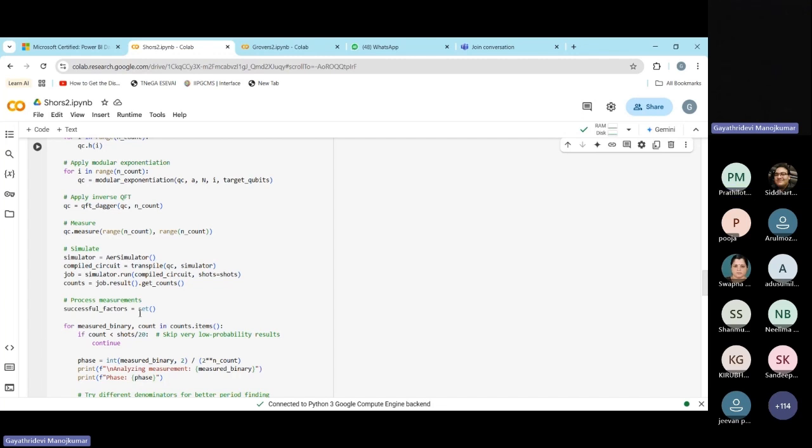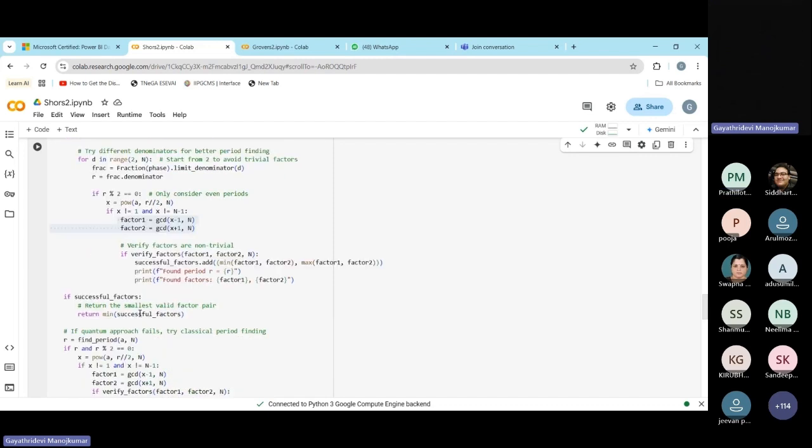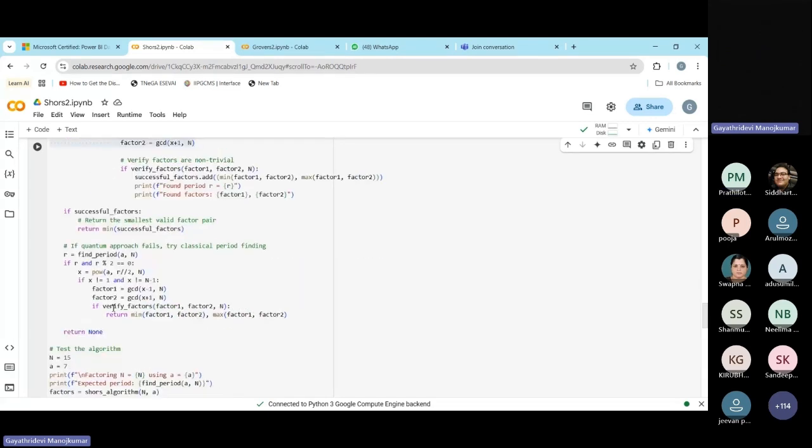And after finding the period R, we are going to check whether it is even or odd. If it is odd, the previous steps need to be continued again. If it is an even number, you need to find factor 1 and factor 2 with the help of the GCD of x minus 1 and x plus 1. So this will give non-trivial factors of the particular number. With the help of this, we are able to find the prime factorization of a number.